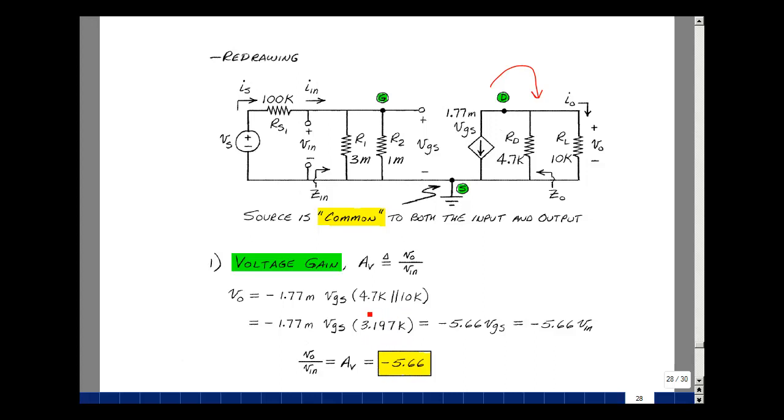It's a little bit smaller than the smaller of the two. You multiply these two, you get a minus 5.66. But the gate source voltage, between here and here, is also the input voltage. Now I have V out over V in as a minus 5.66.